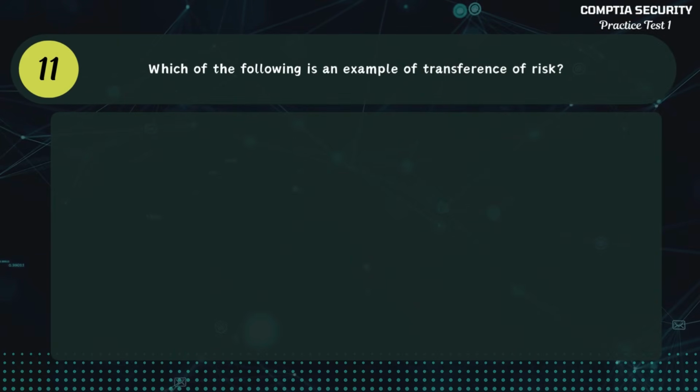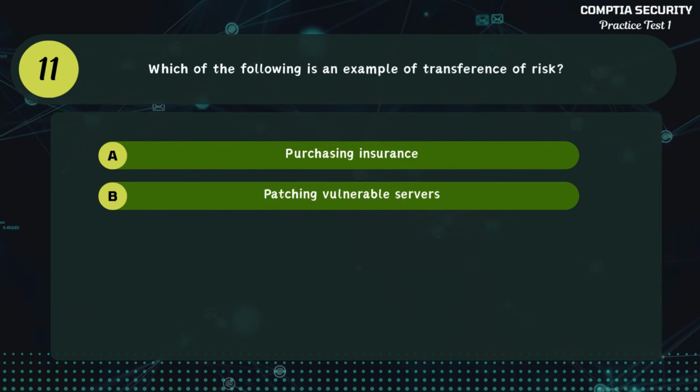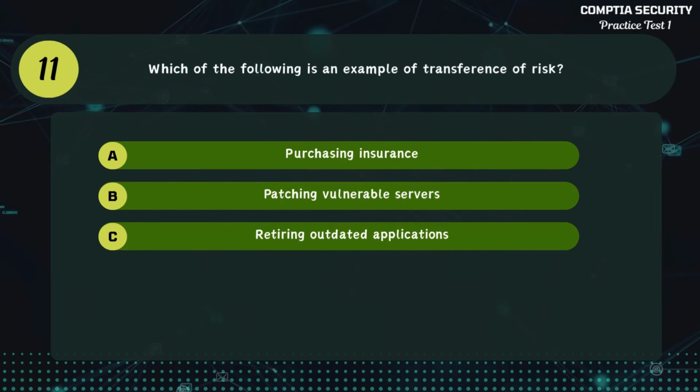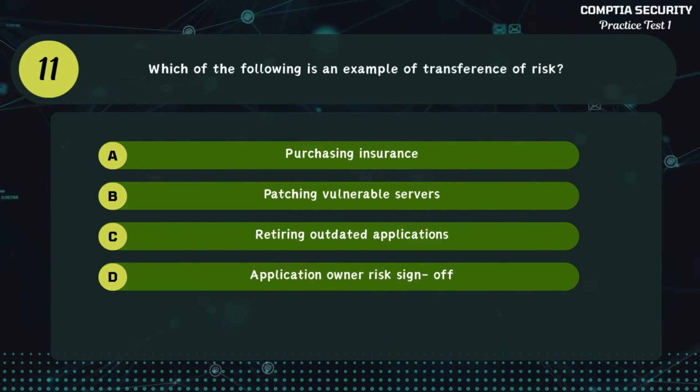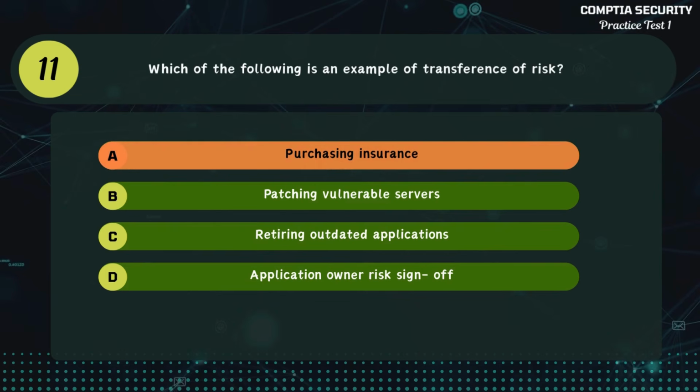Question 11. Which of the following is an example of transference of risk? A. Purchasing insurance. B. Patching vulnerable servers. C. Retiring outdated applications. D. Application owner risk sign-off. Correct answer A. Purchasing insurance.